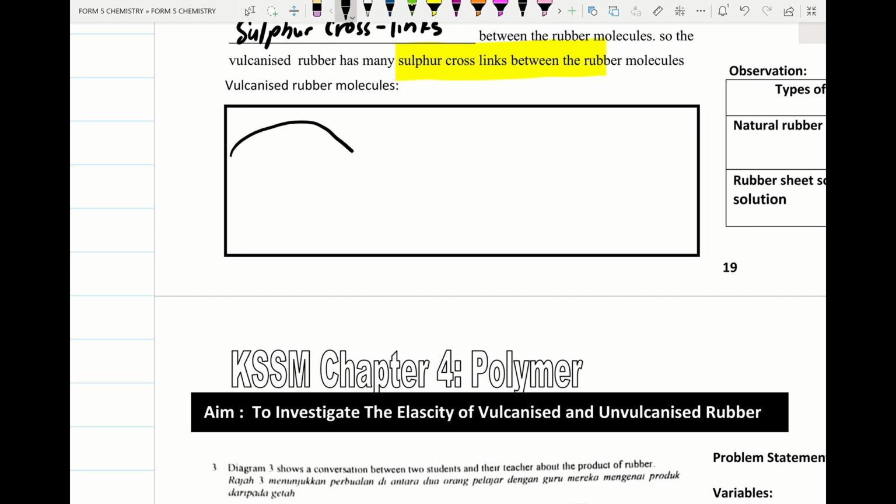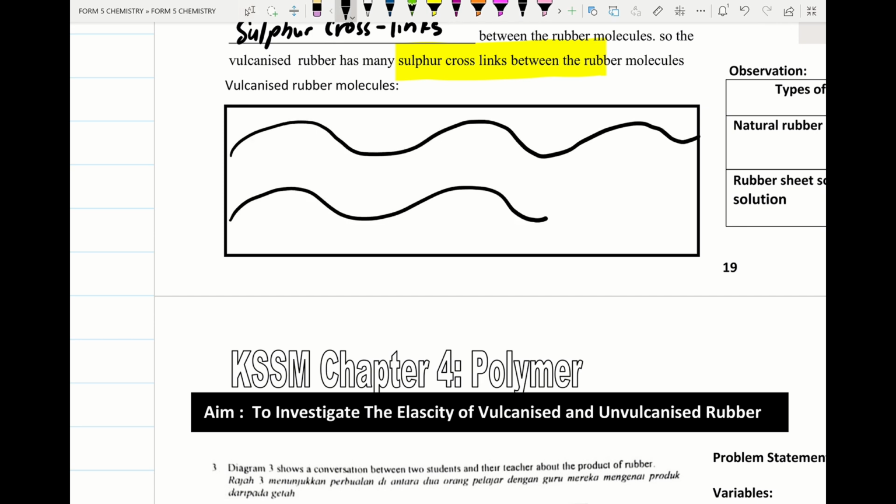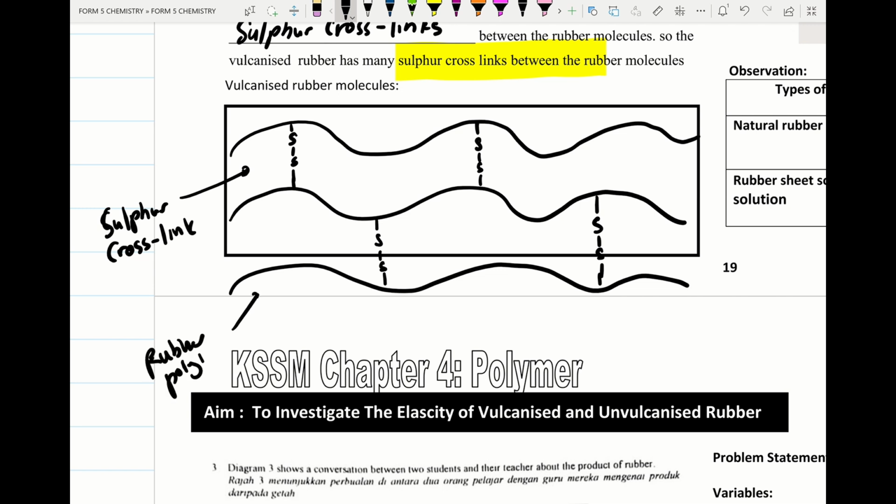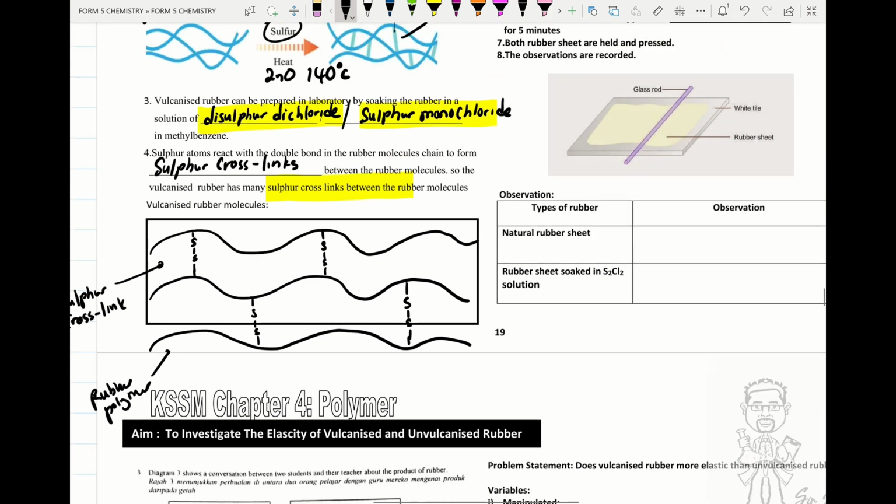All right, we draw another rubber polymer. Once we have drawn these rubber polymers, we try to add sulfur atoms. So here I put two sulfur atoms. They will form a crosslink. So here at the bottom I put two sulfur atoms, here two sulfur atoms, and here two sulfur atoms. All right, so this is the sulfur crosslink that forms between the rubber polymers. So I label this as sulfur crosslink, and these are the rubber polymers. So that's how we draw the sulfur crosslinks that form in the vulcanized rubber.